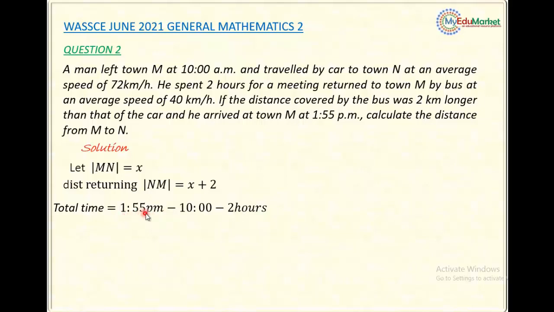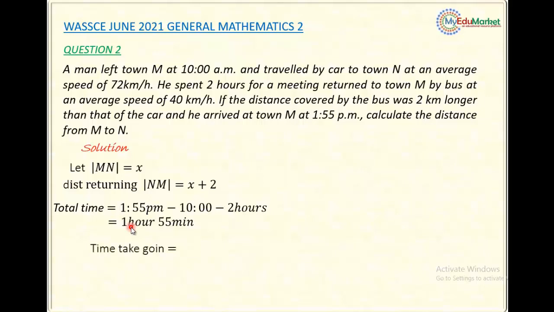Remember 11:55 p.m. is nothing but 13 hours 55 minutes. So I'm going to subtract 10 hours and 2 hours. At the end I'm subtracting a total of 12 hours from 13 hours 55 minutes. This gives me 1 hour 55 minutes. This is the total time taken for going and coming back.